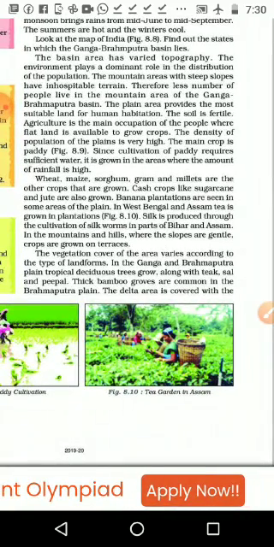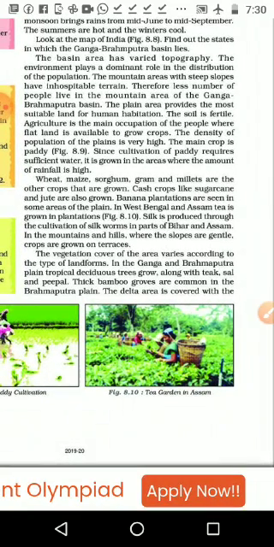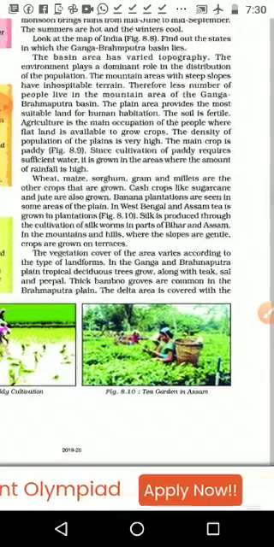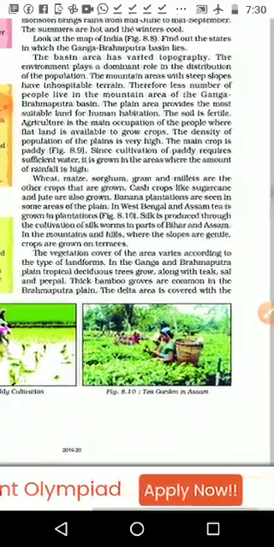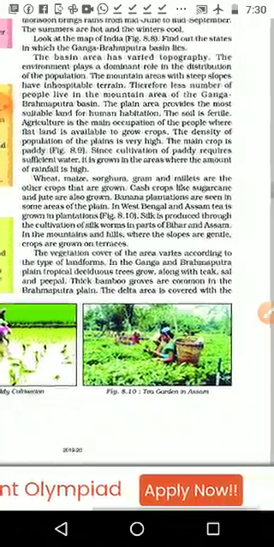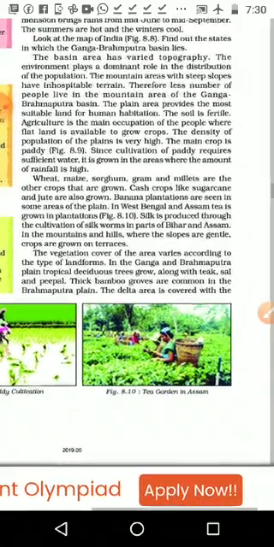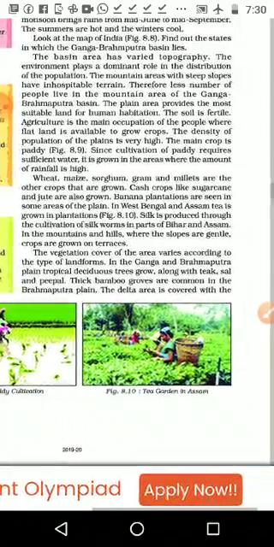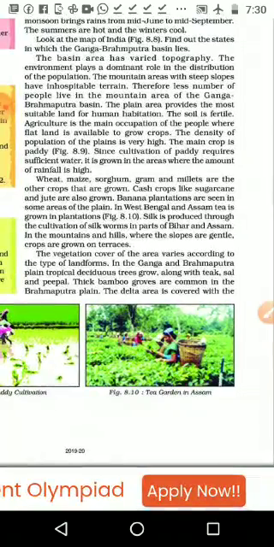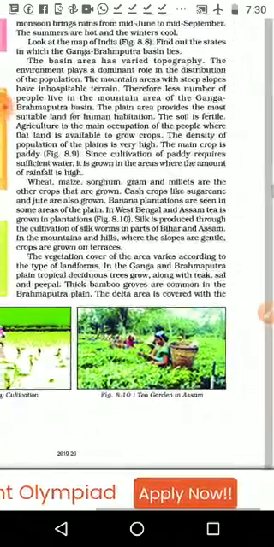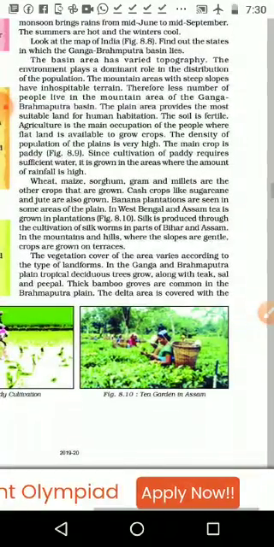So we have talked about the major crops: wheat, maize, sorghum, gram, millets, etc., and other crops like cash crops such as sugarcane and jute. Especially in the Bengal and Bihar region we produce the maximum jute. Then sugarcane was produced everywhere in UP and MP.